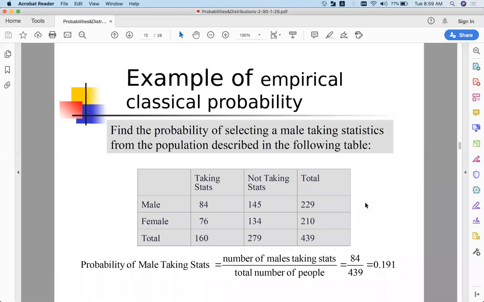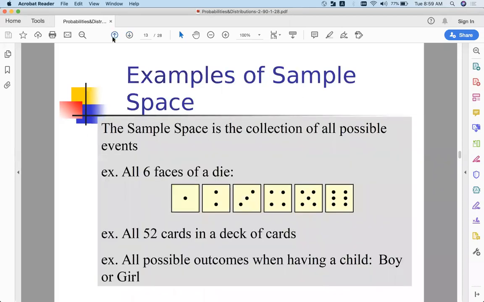So a simple event is only one characteristic. What is the probability of selecting male? A joint event is basically male and taking statistics. So two things. Yeah, that's correct. Okay.